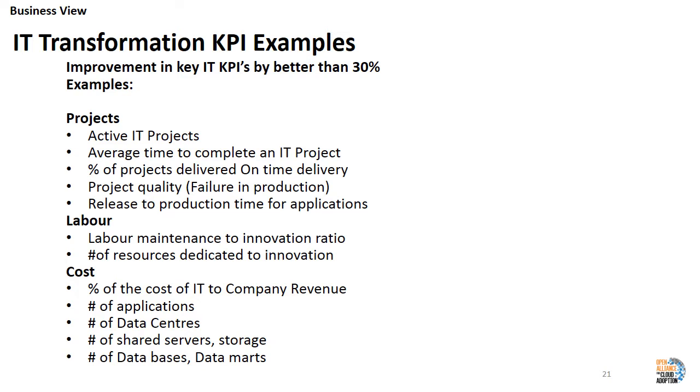There are three categories of KPIs I recommend you consider. These are projects. These example KPIs are the measures of the project process itself. Example, are the projects delivered on time? The second is labor. A good example KPI here is the ratio of labor spent on maintenance activities versus innovation work. And the third is cost. These KPIs generally can be measured by the percentage of the cost of IT to company revenue, or the number of applications, or the number of data centers that have been transformed or eliminated.